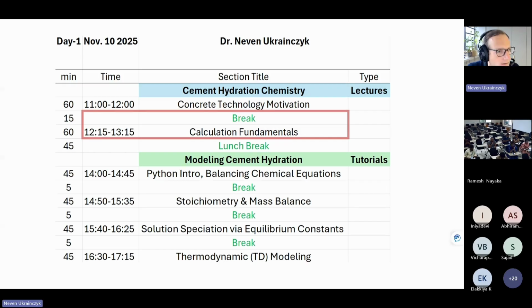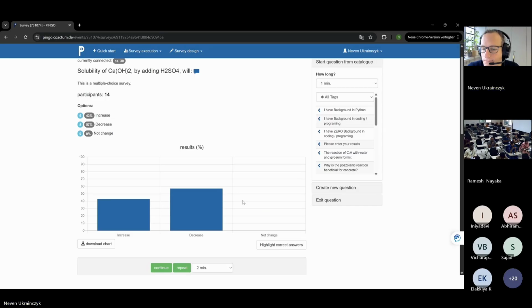Okay, a few more minutes. And the result: decrease 57% and increase 42%. Yes, it will increase because we are making the portlandite more soluble, and this is also from acid attack. It's also an acid-base reaction, so it will increase, and this is what we will learn next.